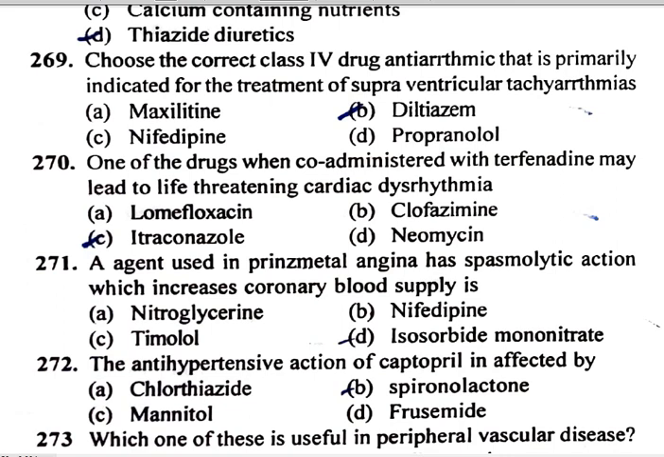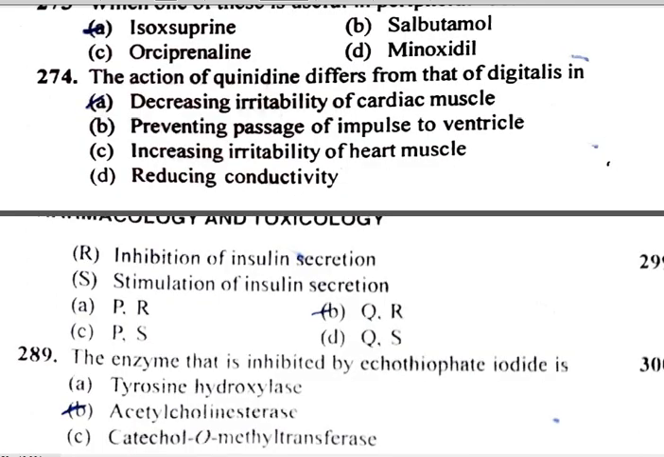The antihypertensive action of captopril is affected by spironolactone. Which one of these is useful in peripheral vascular disease? That is isoxsuprine. The action of quinidine differs from that of digitalis in decreasing irritability of cardiac muscle. The enzyme that is inhibited by ecothiopate iodide is acetylcholinesterase.